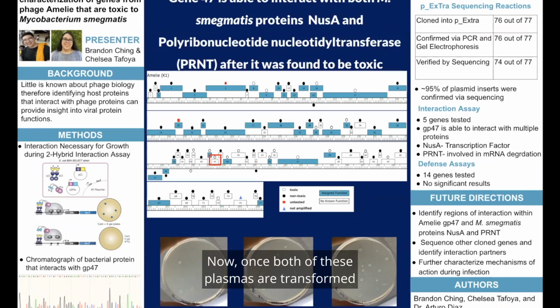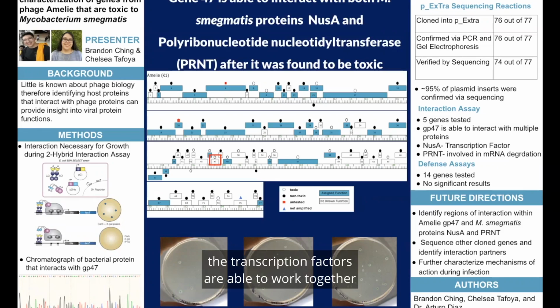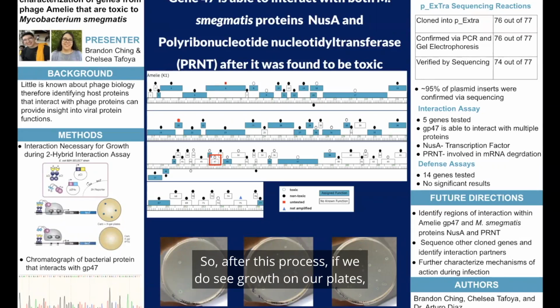Now, once both of these plasmids are transformed into our host, the growth of colonies tells us whether or not an interaction between host and viral protein has occurred. If there is interaction, the transcription factors are able to work together to recruit RNA polymerase and transcribe the genes that provide our host with antibiotic resistance, as well as a reporter gene that will turn our colonies blue. If no interaction occurs, then the antibiotic resistance will not be provided, and we will see no growth on our plates. After this process, if we do see growth on our plates, we must go through several procedures to confirm that they are true hits and not false positives.